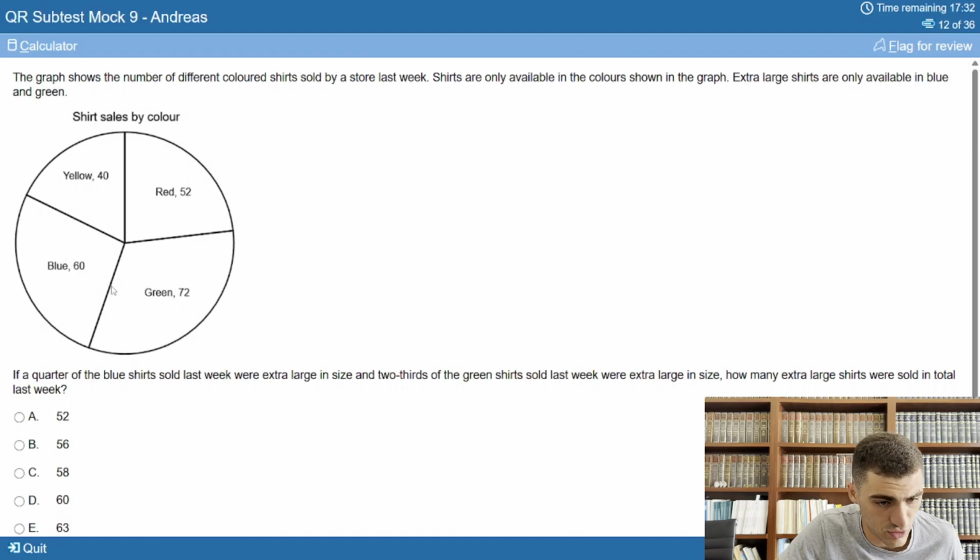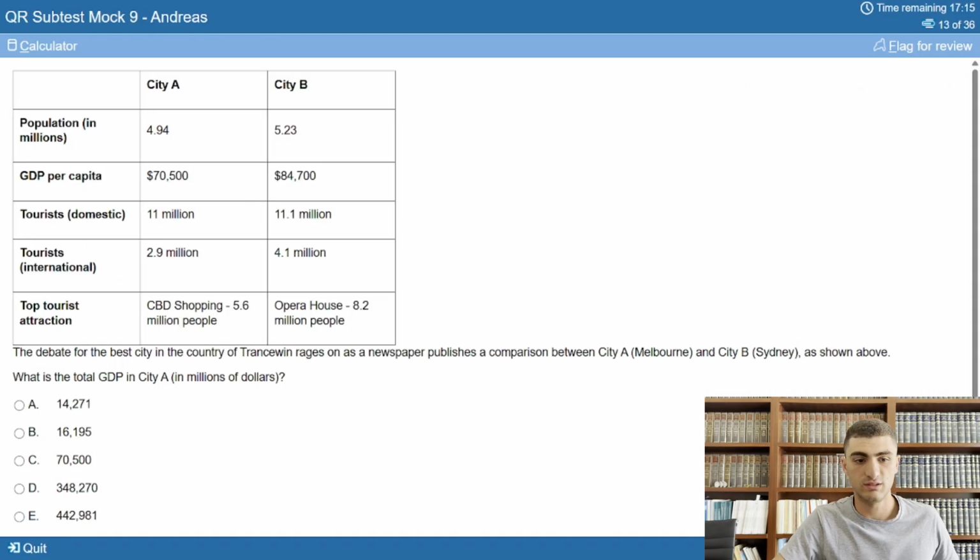A quarter of the blue shirt, so 15. 2/3 of the green one, so 48. 48 plus 15 is 63. Yes, it's 63. So 12 is E.